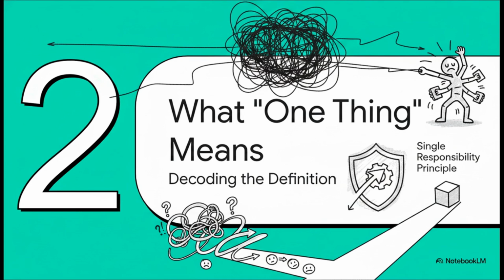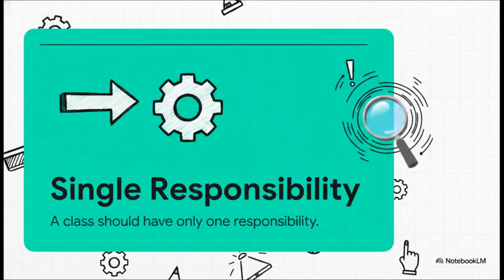So, how do we get out of this mess? Well, the answer is the single responsibility principle. But here's the twist. The definition you always hear is so simple that it's actually kind of confusing. You've probably heard this 1,000 times. A class should have only one responsibility. Seems pretty simple, right? It should just do one thing.